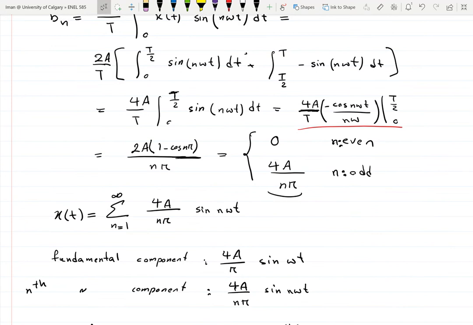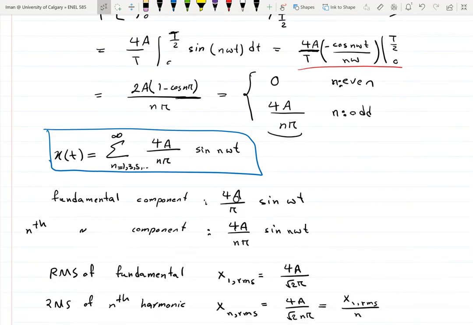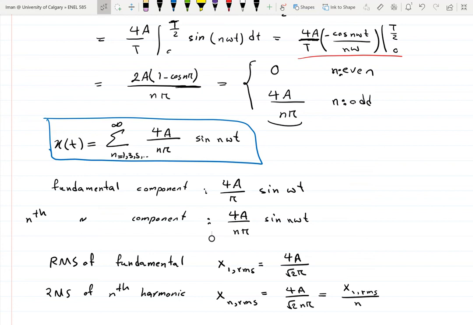So now, if I want to write my Fourier series expansion, this would be it. And I don't have a naught, I don't have a n. The only thing that I have is b of n. Oh, and sorry, n has to be odd, right? So 1, 3, 5, you get the idea, to infinity. So what's the fundamental component? The fundamental component is when n equals 1. So 4a divided by pi times sine of omega t is the fundamental component.